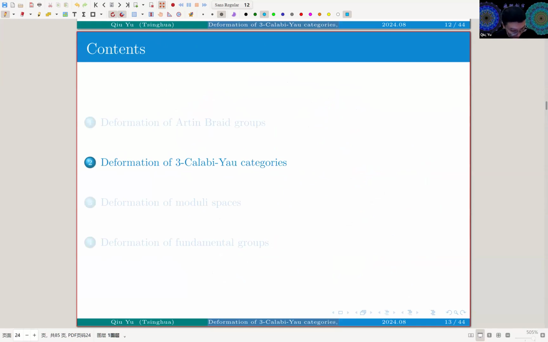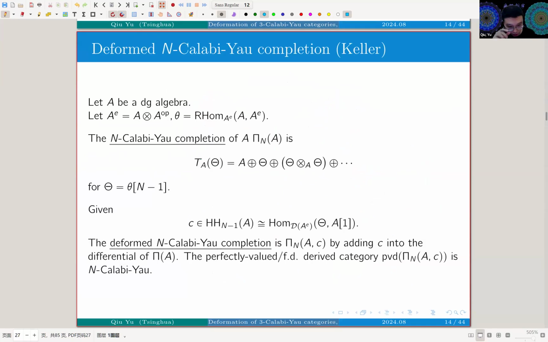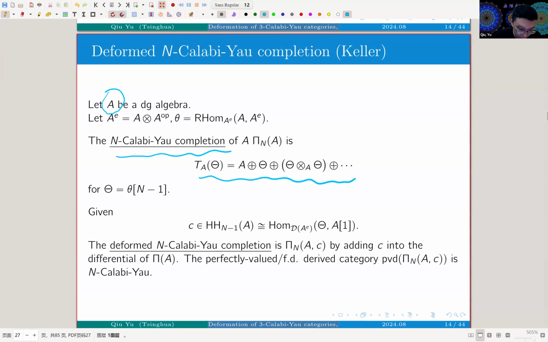First, let's see the associated categories. Let's recall the construction of Keller: if you give me a DG algebra A, I can take its N-Calabi-Yau completion, which is basically the tensor DG algebra using A and its dualizing complex. So basically, we manually make this DG algebra Calabi-Yau.